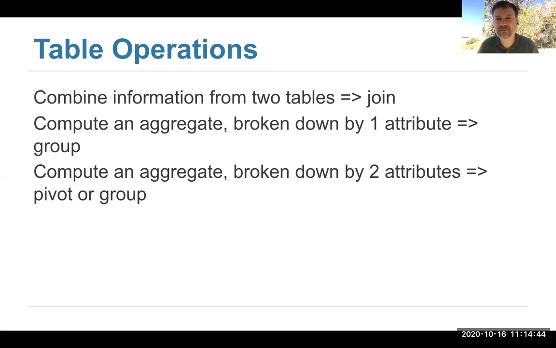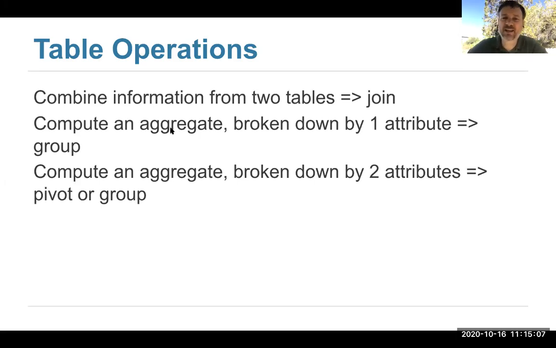That's what aggregating is. If you need to do some kind of aggregation on a table and you want to break it down by one attribute, like give me the average salary, but broken down by zip code. Okay, so for each zip code, I want to know the average salary of people in that zip code. Then that's a look for a group operation.